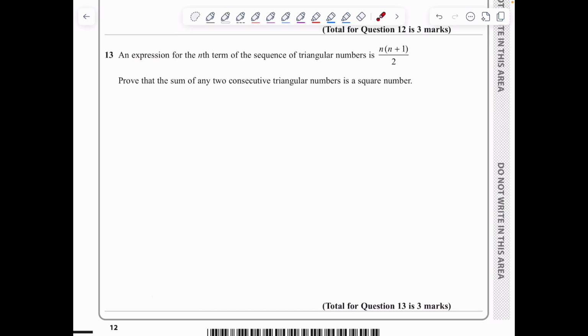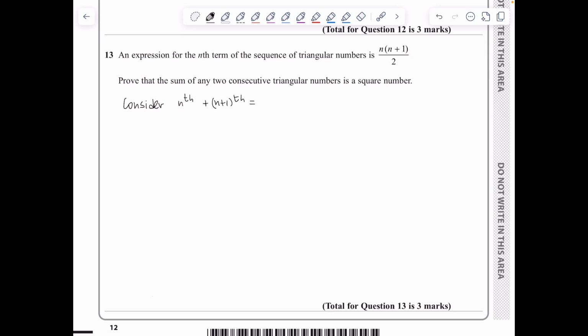In question 13, we are told that an expression for the nth term of the sequence of triangular numbers is given by n times n plus 1 over 2. And we need to prove that the sum of any two consecutive triangular numbers is a square number. So I will start by considering the sum of two consecutive triangular numbers. So consider the nth and the n plus 1th term.